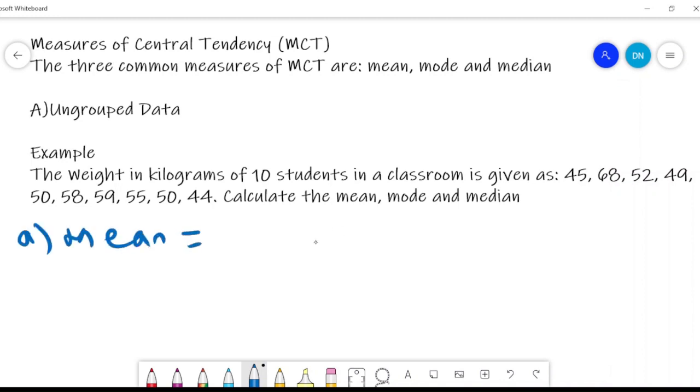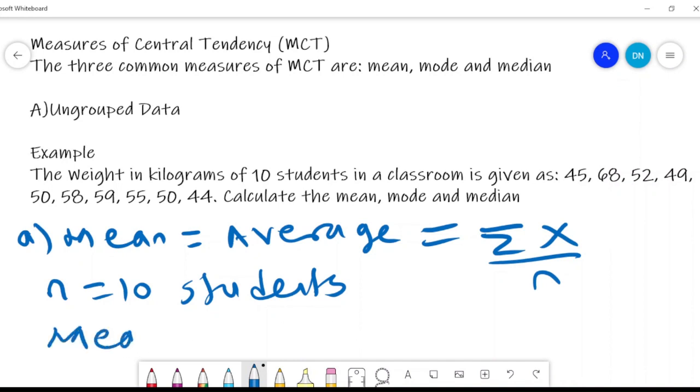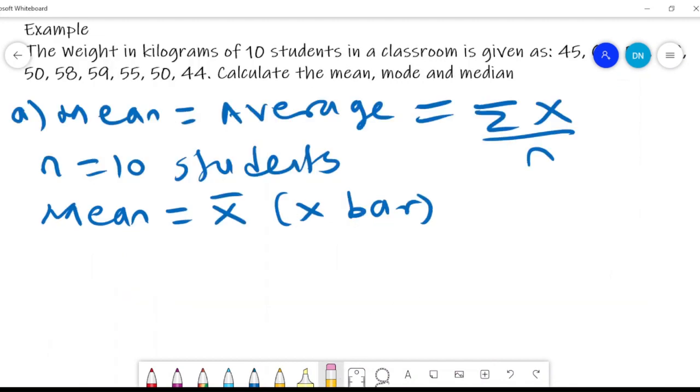The mean is also what we call the average value, and the mean is given by the summation of x divided by n. N is the number of students, so n is equal to 10 students, and x are their respective weights. So basically, if we want to get the mean, which can also be written as x bar, we want to compute the x bar.